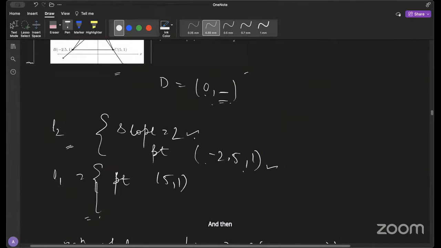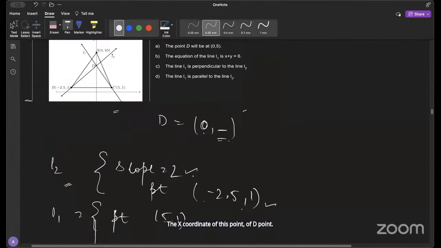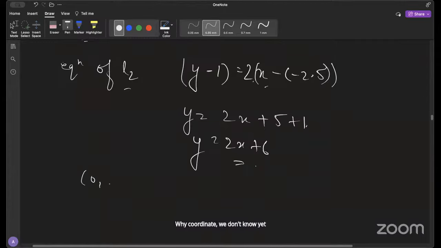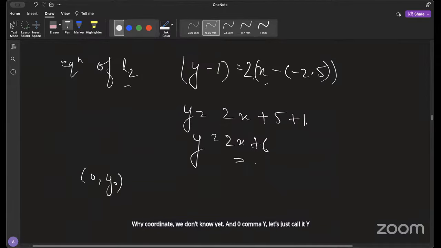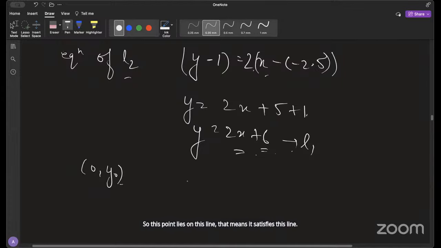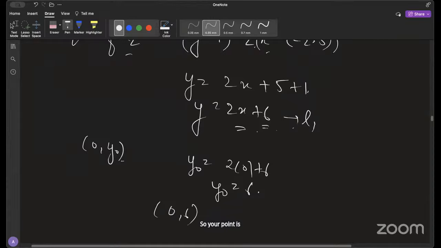And then let's just come to this point. You already know the x coordinate of point D. D lies on L2, it lies on L1 as well, and its x coordinate is 0. The y coordinate we don't know yet. So the point is 0 comma y, let's just call it y naught. This lies on L2, so it satisfies this equation. So you'll have y naught equals 2 times 0 plus 6, so y naught equals 6. So your point is 0 comma 6. So D point is this.